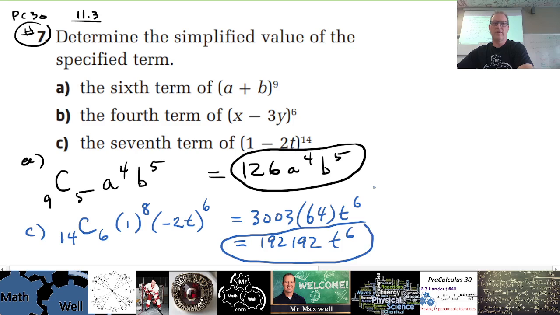All right, is that confirmed? Let's check that. Okay, those are both correct, 7A and C there. Any other questions about this one?